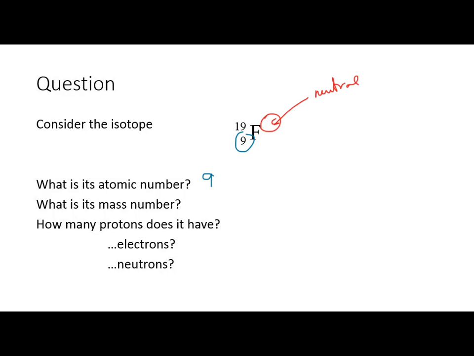Its mass number is right there, 19. I will always give that to you. Number of protons is the same as its atomic number, so it's 9. And in this case, since it's neutral, it also has 9 electrons. And neutrons, we did that before. Basically, you take the mass number minus the atomic number. So, of course, 19 minus 9 is equal to 10. That's it. The next one's a little different.